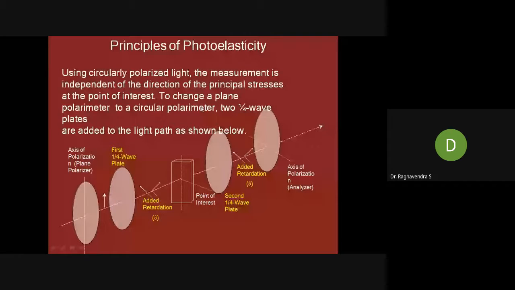See here, the light waves in a single direction pass through this. A phase difference will be there because this is the first quarter plate. Then it will go to the point of interest. This is a material which has been stressed. Once again, it goes to the second quarter wave plate. Then once again there is a phase difference. Now you get the waves, you're keeping in this direction. When you are converting from plane to circular, the circular wave will pass through this material in a circular pattern and come out from the analyzer.